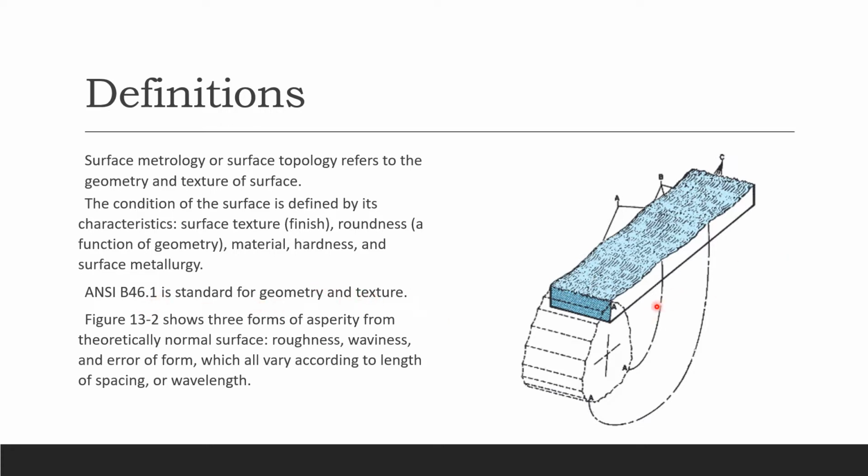Here in this picture, you can see 3 forms of asperity come from a theoretically normal surface. It looks like a normal surface, but they have some kind of roughness in there, so we call that asperities. So the roughness, the waviness, and then error of form, which all vary according to length of spacing or wavelength. Wavelength is nothing but a distance.